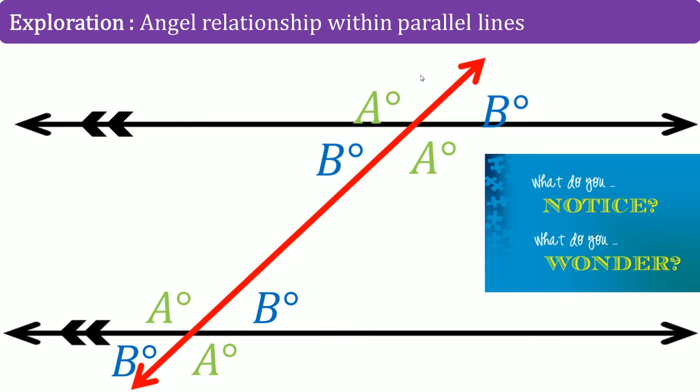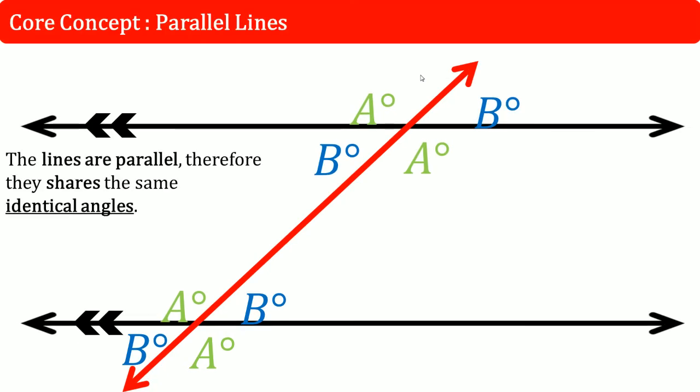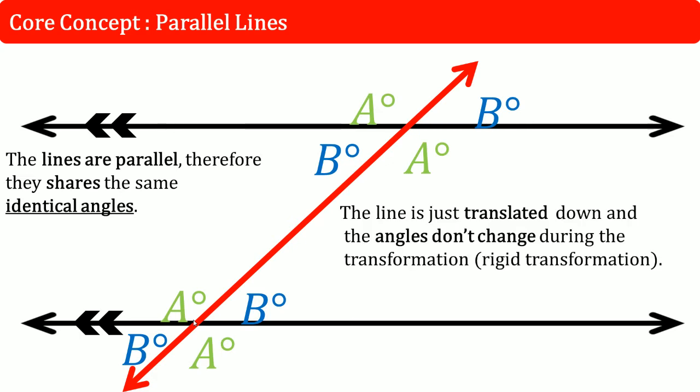If you notice or wonder anything about these angles, you should notice that the lines are parallel, therefore they share identical angles. Why? Because this was only through a translation, and we know translation is a rigid motion transformation, and during a rigid motion transformation the angles are congruent. We can say that the line is just translated down. The angles don't change during the transformation because it is a rigid transformation. So the above line has the angles A, B on top and B, A on the bottom. It's going to be the same.